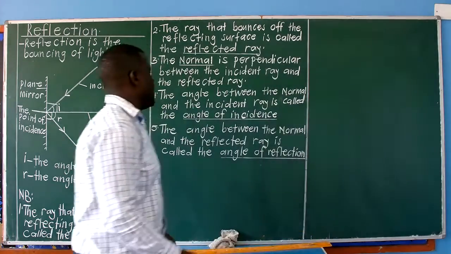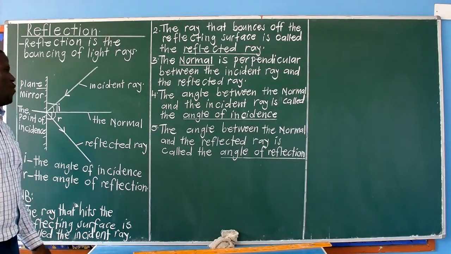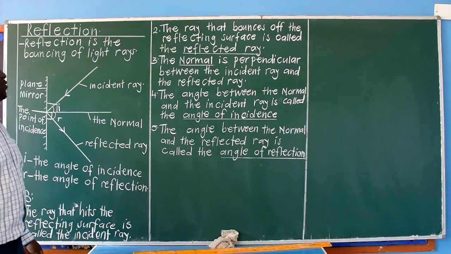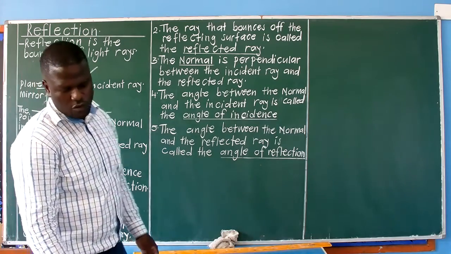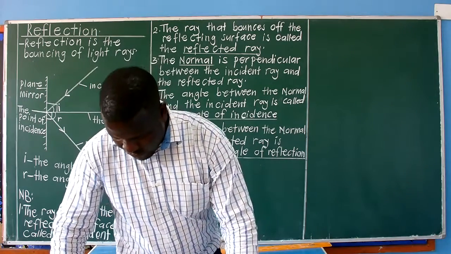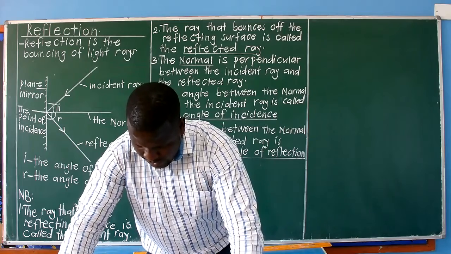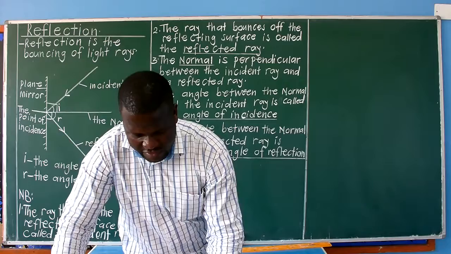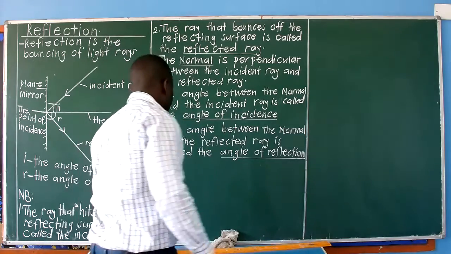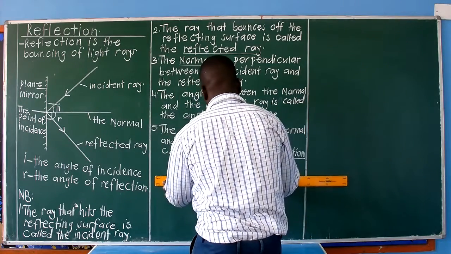Then the angle of incidence is between the normal and the incident ray. Then the normal is perpendicular. That's all you need to know about reflection. Then next we look at types of reflection.